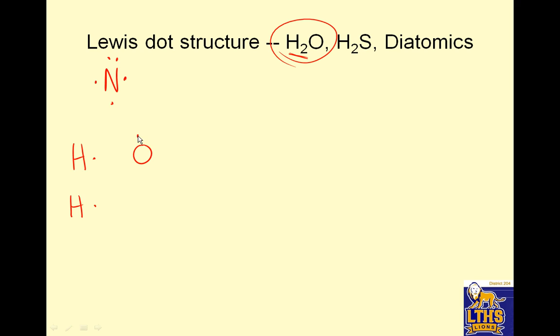Okay, and then oxygen has 1, 2, 3, 4, 5, 6. How do I know? Group 6A, 6 valence electrons. Look, single dot, single dot. That helps us know where the hydrogen is going to bond to the oxygen.